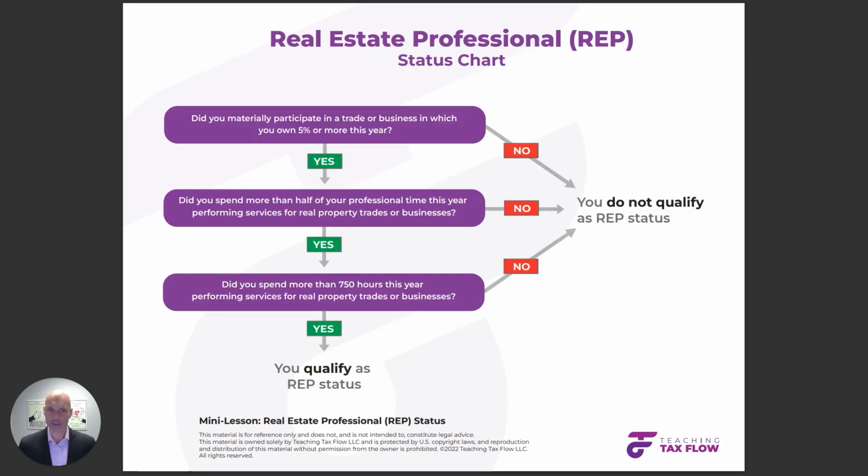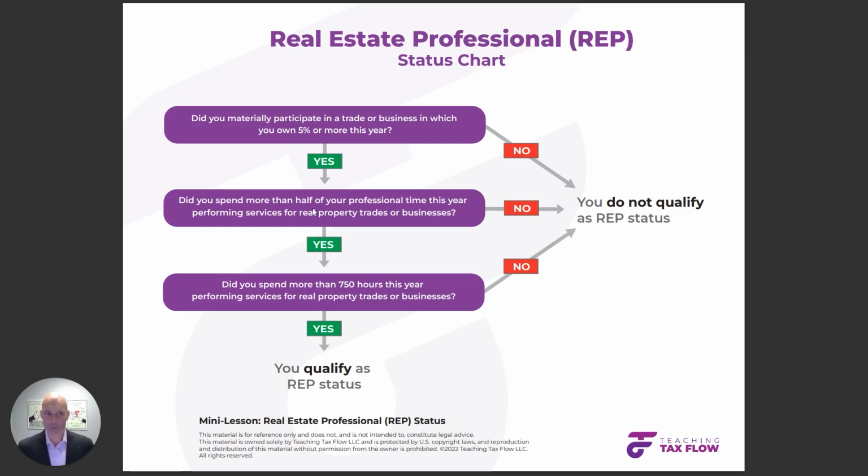We talked about that chart, all right? I know I laid it out in that second slide, but we like to use visual aids in Teaching Tax Flow, as you know. So really look at this. Walk through this when you're determining your REP status. Do you materially participate in a trade or business and you own more than 5%? Great. This gets us tripped up a lot of times when, maybe, you're investing in a limited partnership and you have a very small percentage and you don't have material participation. But assume you have 5%.